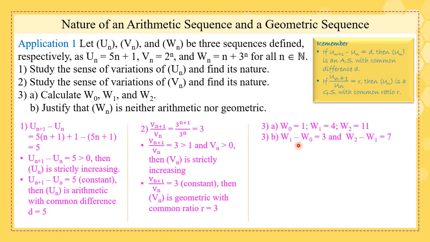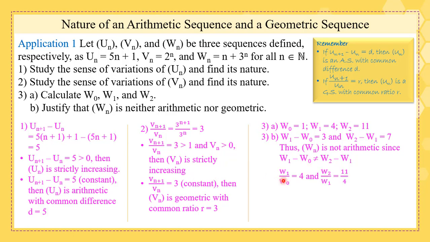Well, to check whether it's arithmetic or not, let's find w1 minus w0, which is 3, and w2 minus w1, which is 7. To be arithmetic, these two quantities should be equal, and in fact here they are not equal, so we can say that wn is not arithmetic. Remember, when it's an arithmetic sequence, the difference between any two consecutive terms should be the same.